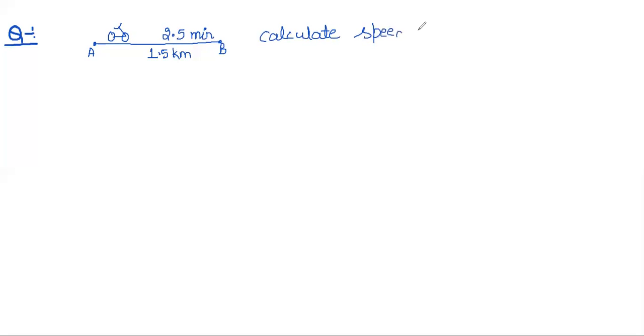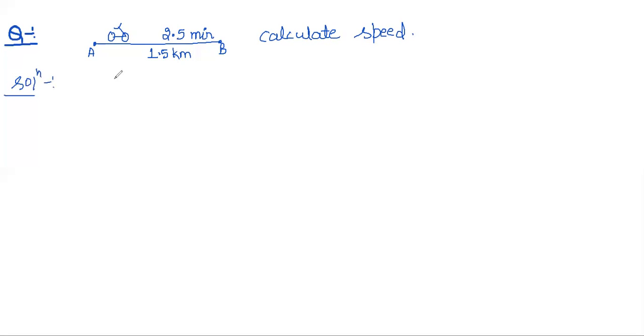A cyclist covers a distance of 1.5 kilometer in 2.5 minutes. The time taken by the cyclist is 2.5 minutes. Calculate the speed. Its answer will be very simple.